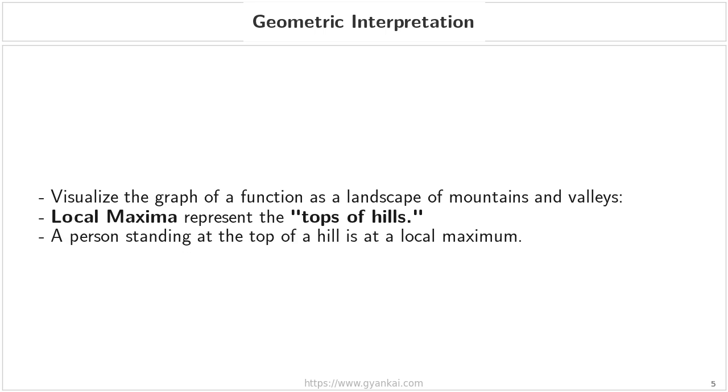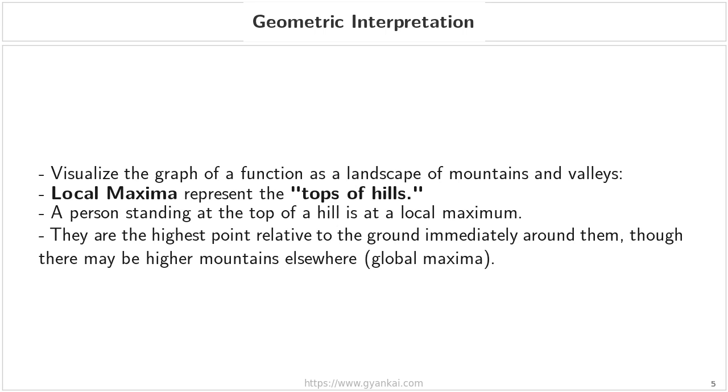To put this into perspective, imagine a person standing at the very peak of a hill. In this scenario, that person is at a local maximum. They are the highest point relative to the ground immediately around them. However, it is crucial to note that while they are at the top of their specific hill, there may be much higher mountains elsewhere in the distance. Those distant, highest peaks would be what we refer to as the global maxima.